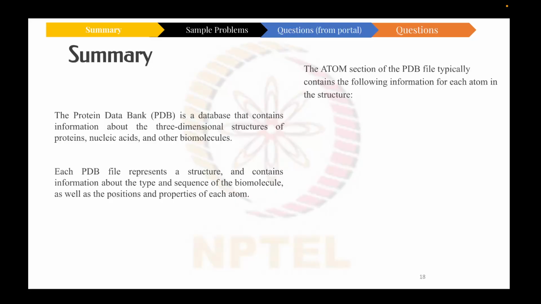So to start with the atom section of the PDB, which is main and typically contains information about each atom in the structure. So this has atomic serial number, atomic name, residue name, chain identifier, residue sequence number, x, y, z coordinates of the atom, occupancy. So occupancy is the fraction of time that atom is occupied by the particular conformation. Then we have temperature factor, which is a measure of the atomic vibration or disorder.